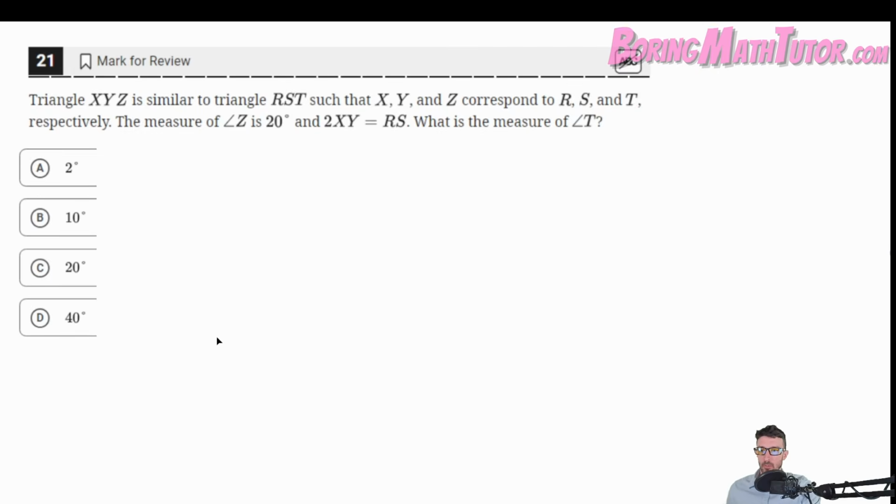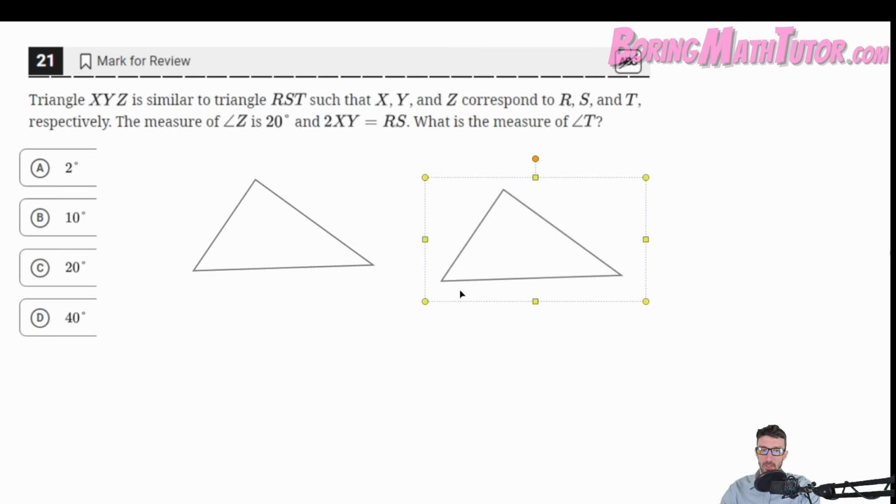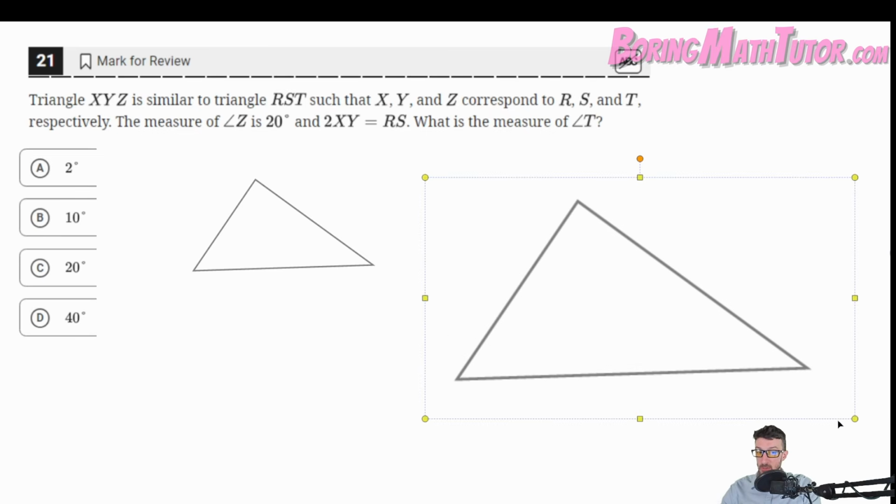Here they're saying that we have a triangle that's similar to another triangle, so let's start by making a triangle, and then let's make another one that's similar, so same shape. But then it tells us that the measure of angle Z is 20. So let's just pretend that this is X, Y, Z. And then the other one is R, S, T.